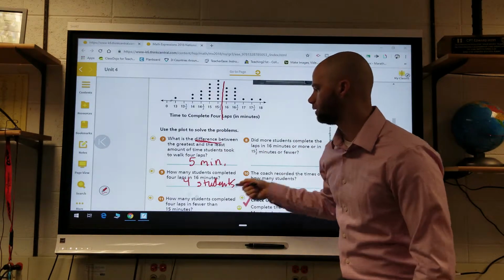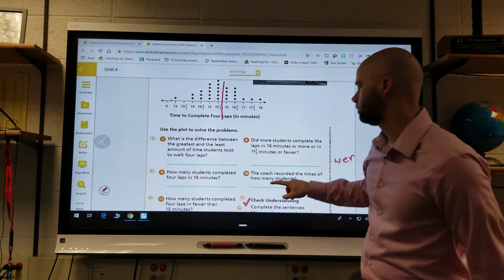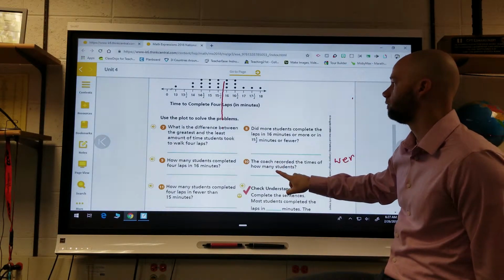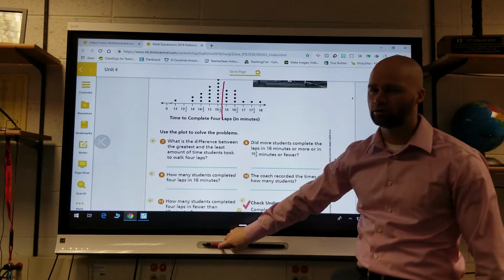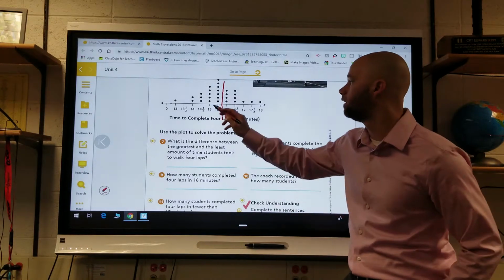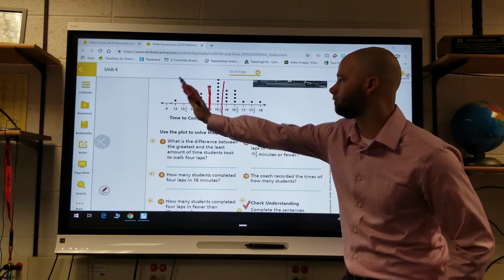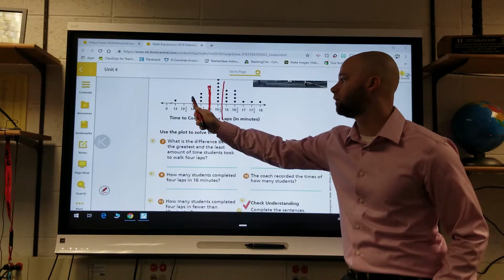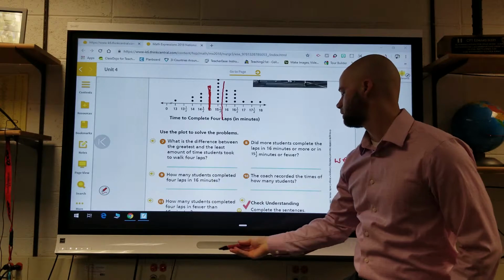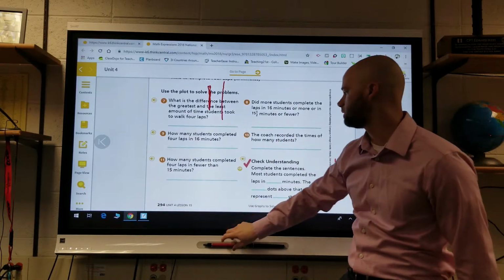And number 11. How many students completed 4 laps in fewer than 15 minutes? Okay, so fewer than 15 minutes is the key word there. That means we can't count the people at 15. It has to be to the left of this line. So 1, 2, 3, 4, 5, and 6. Okay, so number 11 should be 6 students.